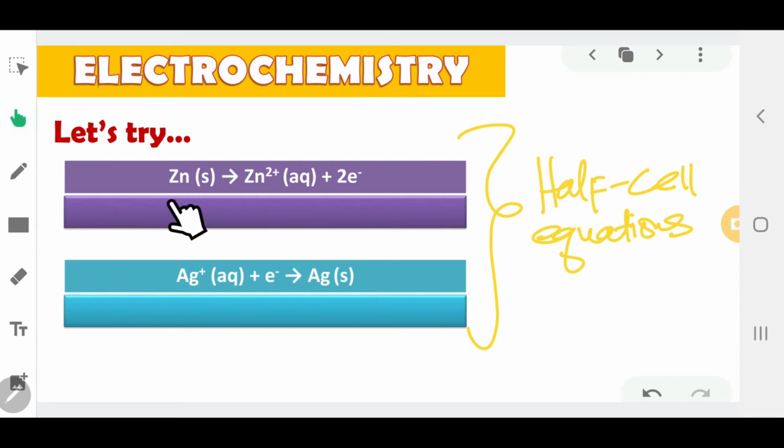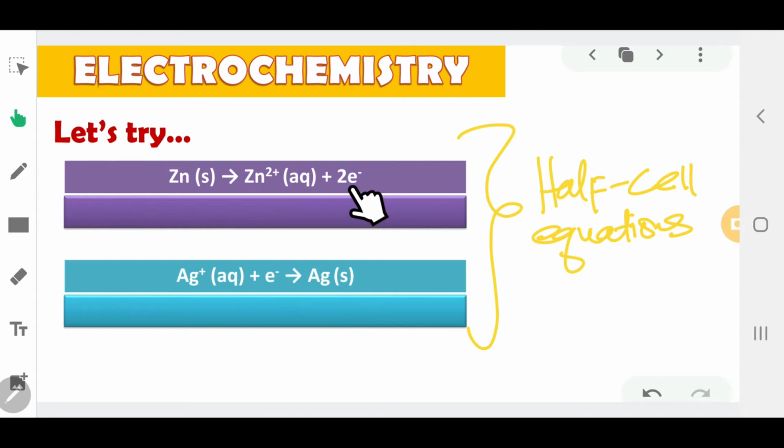So the one in purple, what do you think this one is representing? And the one in blue, what do you think this one is going to be? Is it going to be reduction, or is it going to be oxidation? Look at the position of the electrons. For the one in purple, the electrons are on the products side. And on the blue bits over here, the electrons are part of the reactants.